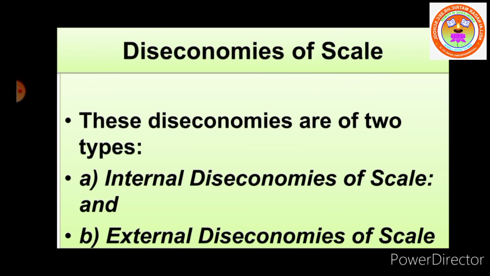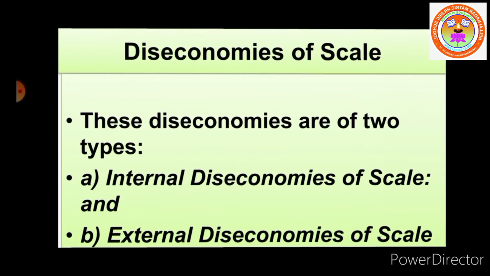Next, let us see diseconomies of scale. The diseconomies of scale are a disadvantage to a firm or an industry. This necessarily increases the cost of production of a commodity or service. Further, it delays the speed of the supply of the product to the market. Diseconomies of scale are also of two types: internal diseconomies and external diseconomies.